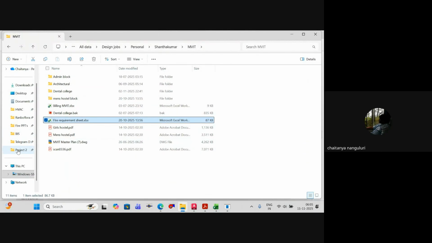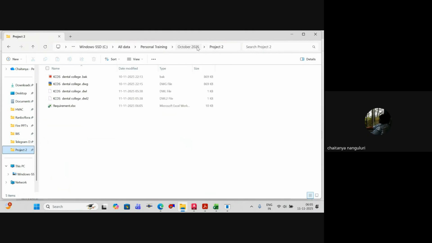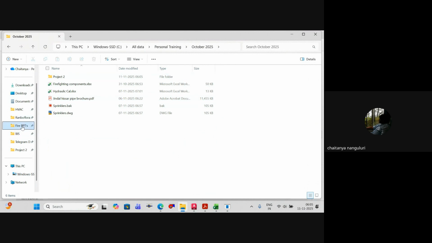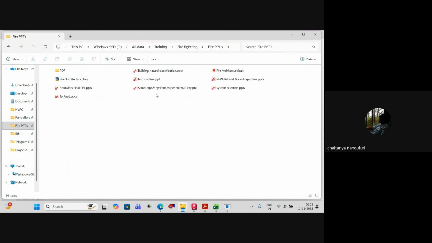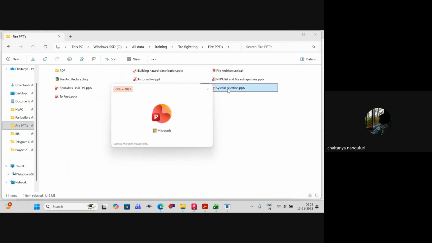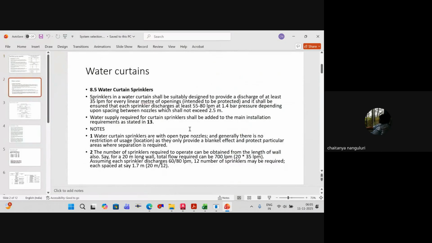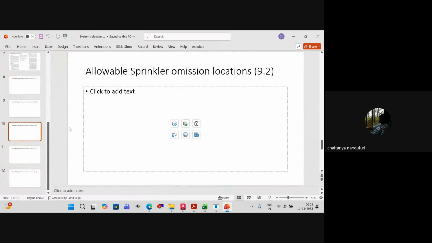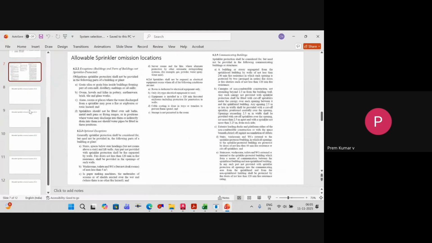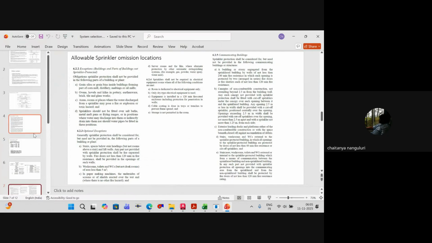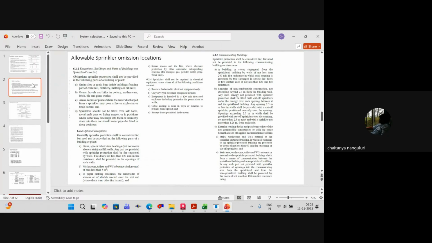Okay. And project to October 2025. Fire PPTs will go. So I made a system selection PPT. I've taken snapshots of IS codes. Whenever it is required, I'll be adding the slides as of now. Just do it like that.